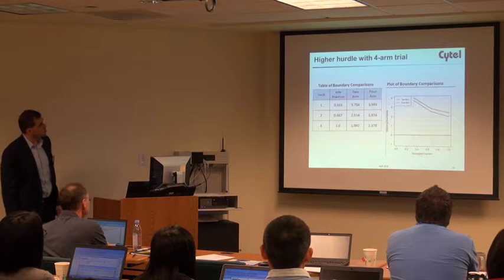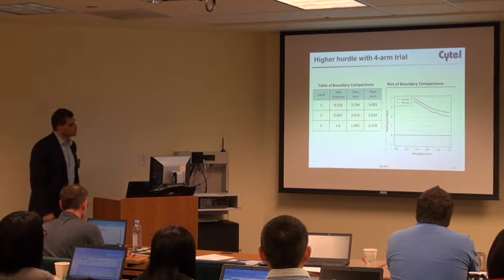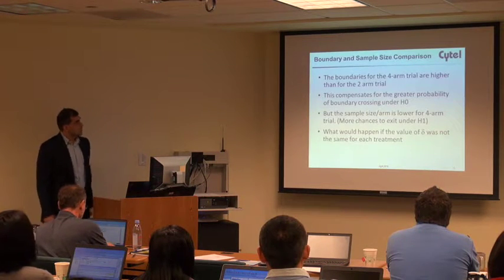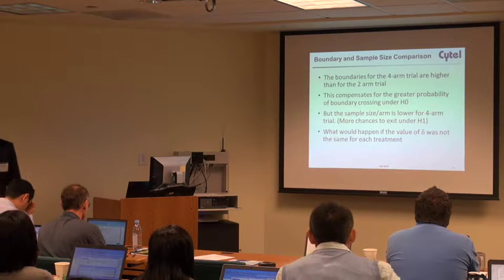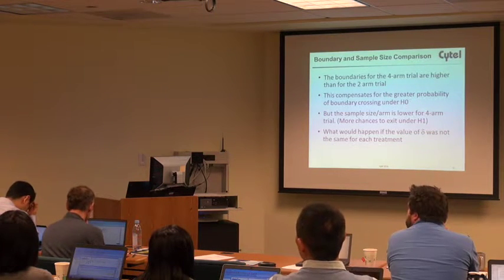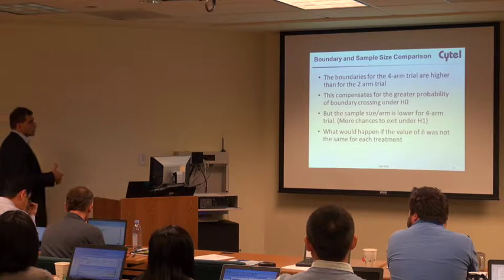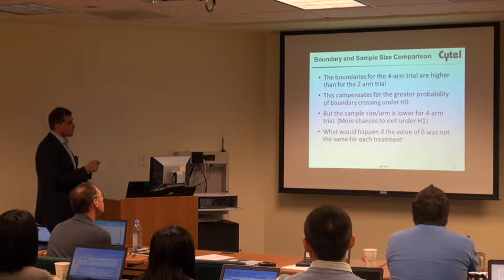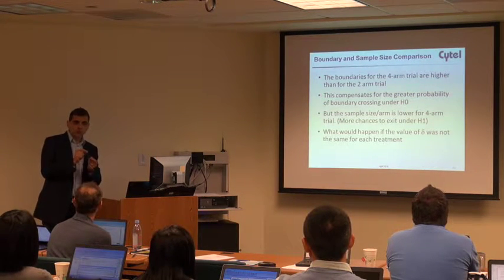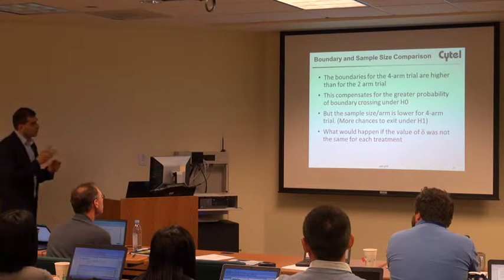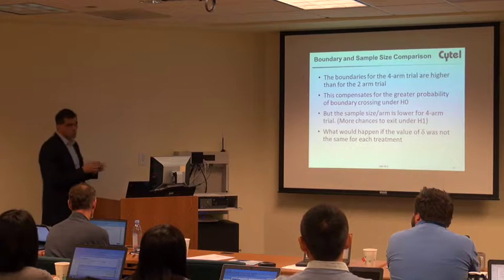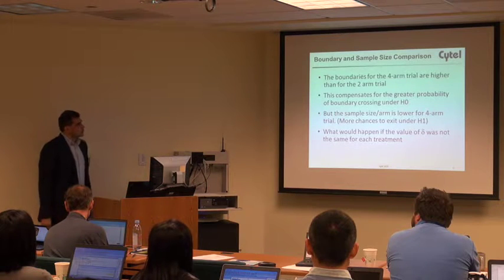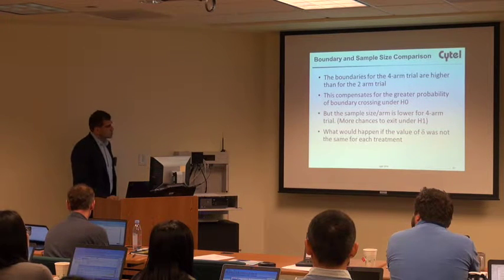Right, so this is the comparison of the boundaries at each arm. So you can see that they are higher for the multi-arm case. And they are higher because you have a higher chance of crossing the boundaries under the null hypothesis with the 4-arm trial, because you might cross them for different components, with each one of the 4 arms crossing that boundary. So you have more chances to exit under the alternative hypothesis. So in comparing the two, this is what you would see there.